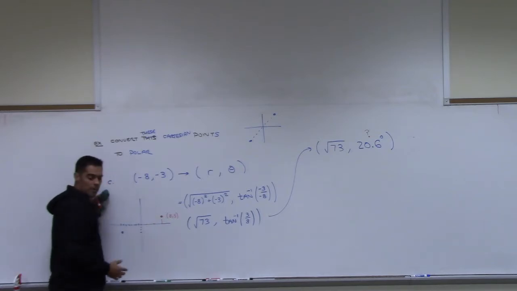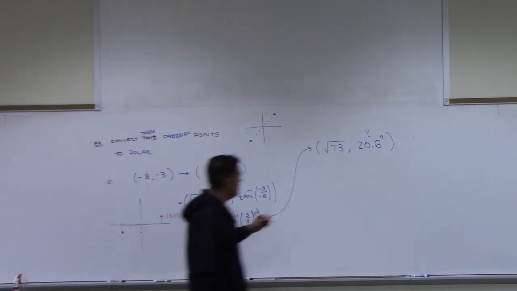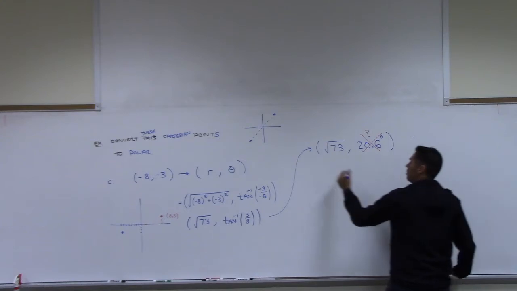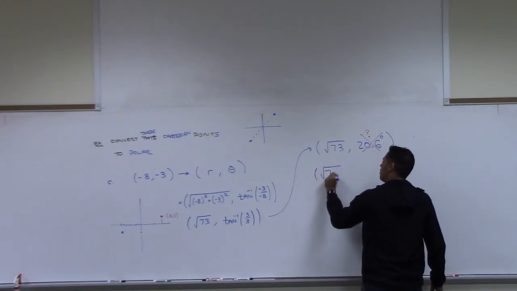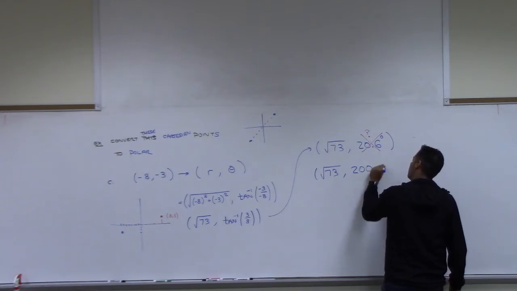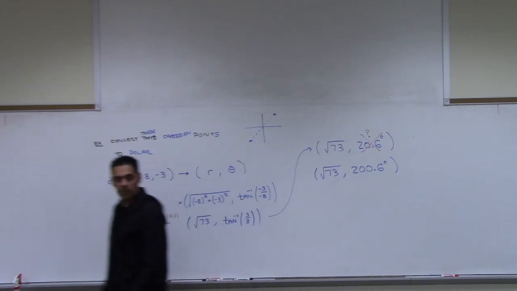So how can we recover that? How can we change that? Just add 180 to it, right? And then it'll drop us off over where we need to be. So if we add 180 to this, so we've got root 73 and then 200.6 degrees. Make sense?